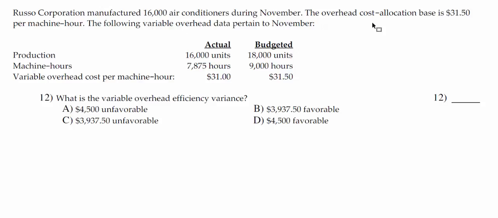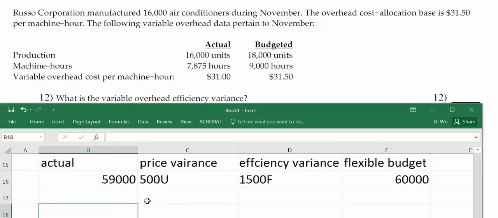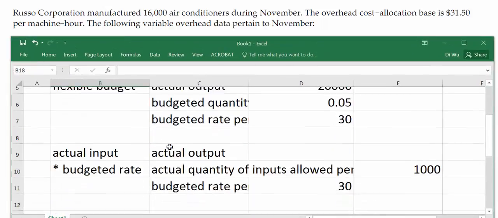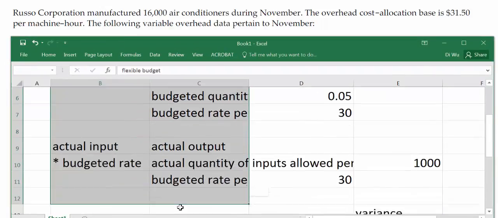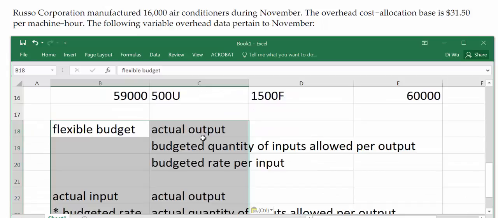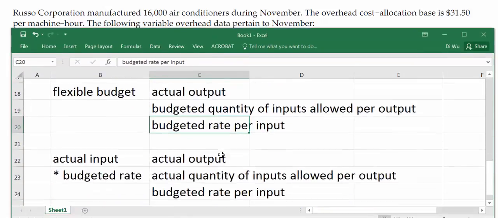So this company manufactured this many air conditioners, and that's the overhead cost allocation base per machine hour. Okay, and the following variance, and we have this base rate and production and the machine hours and so on. So now we have to calculate the overhead efficiency variance, which is pretty clear. So we are going to use a similar thing here. I'm going to basically copy the formulas here, because it's the same, it's about the price and efficiency variance. So I will copy down the formulas down here. Okay, so that's what I have here.